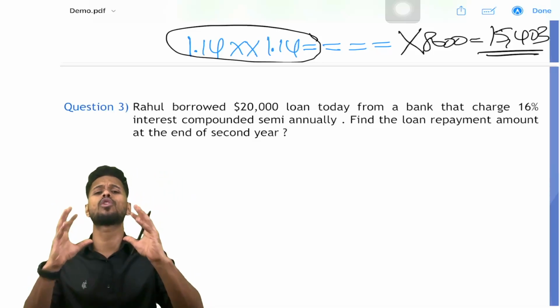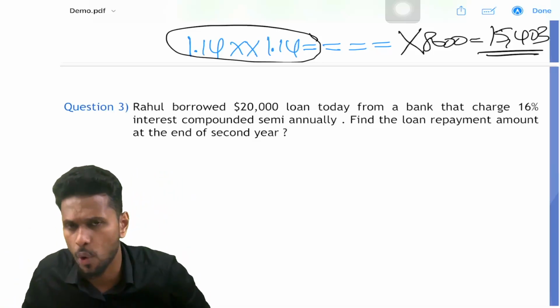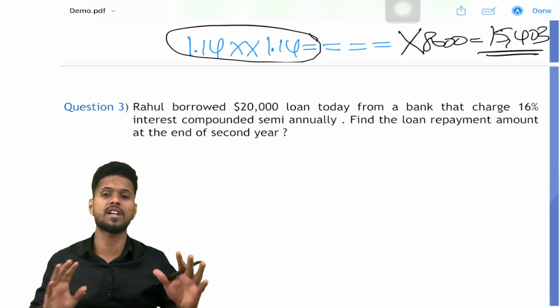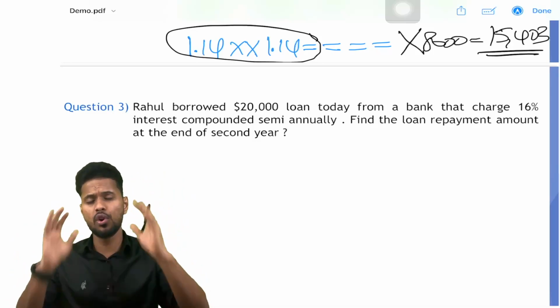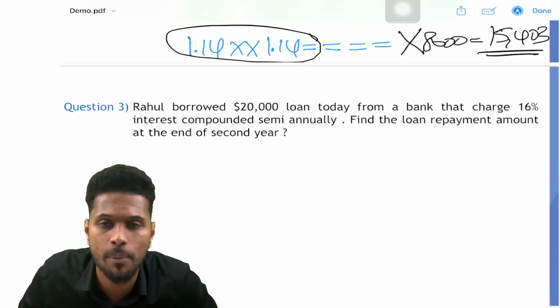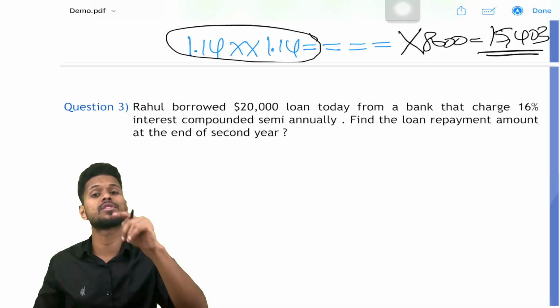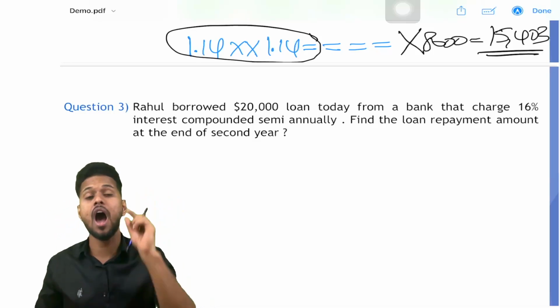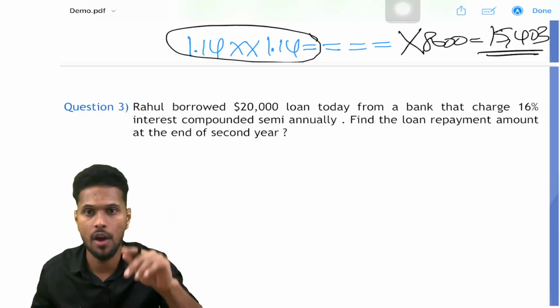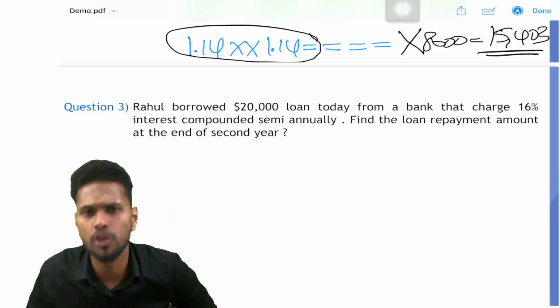The full amount of the loan is repaid at the end of the second year. No repayment is done in the first year or any other years. So how much amount should we repay? This is a case of compound interest, and also semi-annual. So we should take half of that 16%, which is 8%. Very simple, listen.